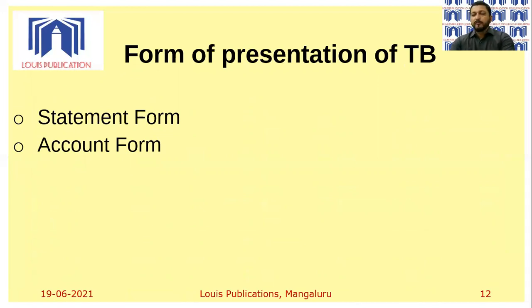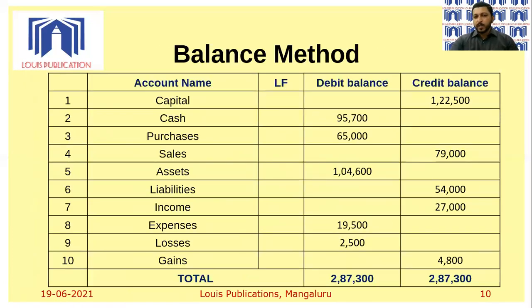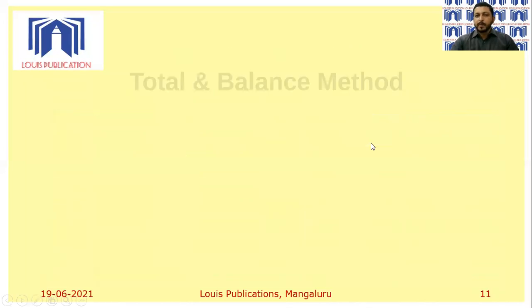Now, as far as statement form is concerned, I can simply go back. I will simply take balance method. See, what you see over here is a statement form. It is a statement form. So there is no left-hand side debit, no right-hand side credit kind of a feeling, because both the amount columns appear side by side. So this is called the statement form.